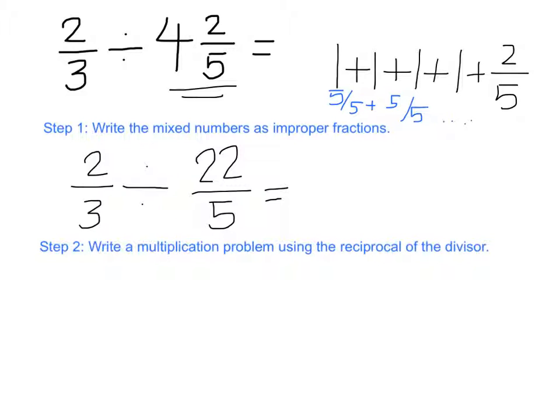Okay. What's step 2 then? Step 2 says write a multiplication problem using the reciprocal of the divisor. What's my divisor in this case? What's my divisor, Michaela? 22 fifths. Good. What's the reciprocal of that divisor? Sakshi? 5 22nds. So I'm going to multiply that by 2/3. Do I change my dividend? No. Good. Okay, step 2.